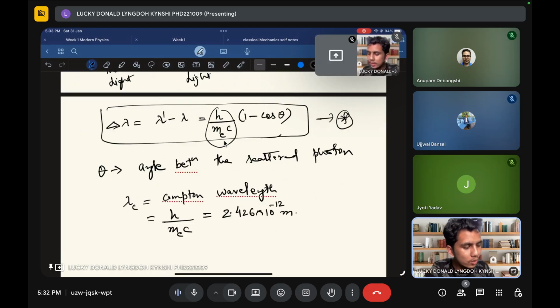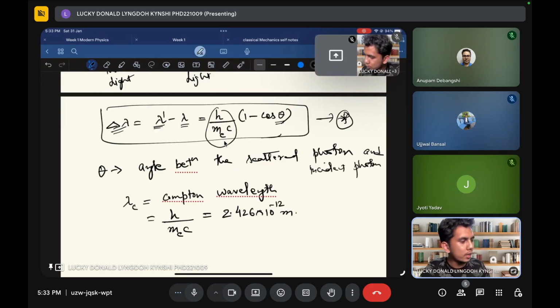Okay, this tells you that lambda prime is not the same as lambda, because why? Delta lambda, which is called the lambda shift, is h by m_e c (1 minus cos of theta). If lambda prime had been equal to lambda, then this right hand side would have been equal to 0, but it's not equal to 0. It depends upon your angle theta, right? So that means there is a difference between your lambda prime, the scattered photon, and your incident photon, right?